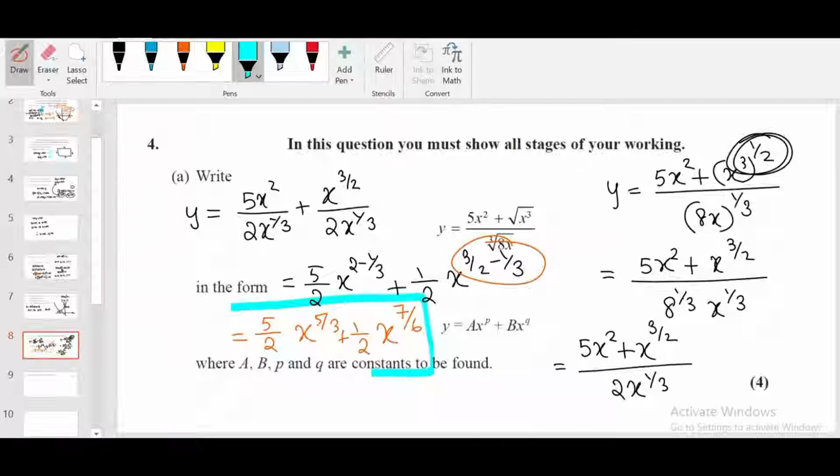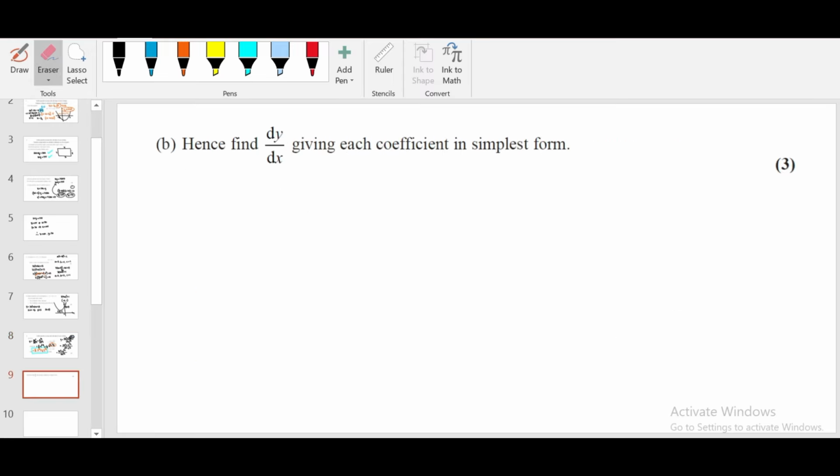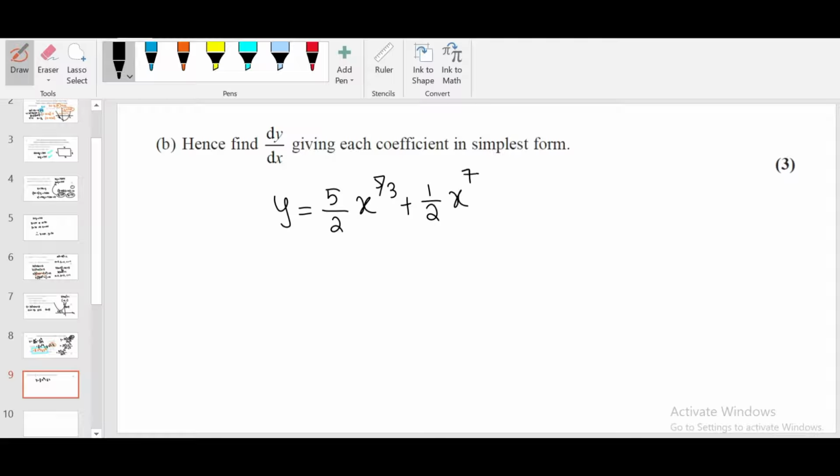That's the answer. You have to be very careful here, because if you make a little mistake, you not only lose the marks in part A, you will lose the complete marks in part B also, because part B is a continuation of this. They want you to differentiate the function. So first write the function y is equal to 5 over 2 x power 5 over 3 plus 1 over 2 x power 7 over 6.